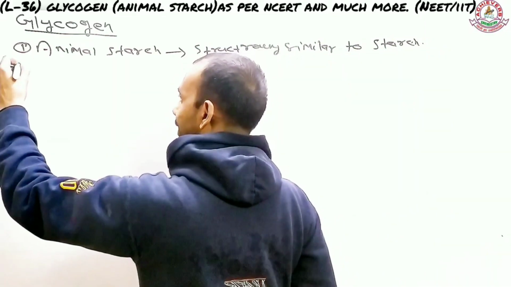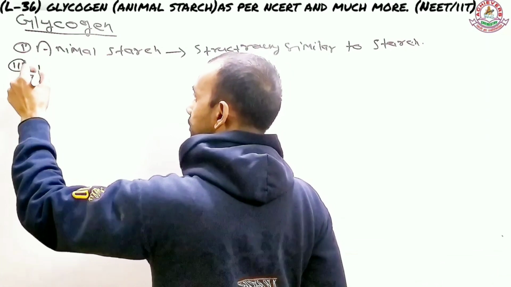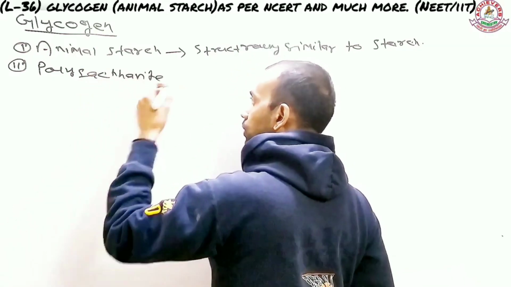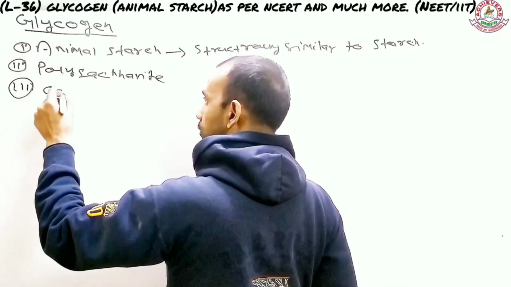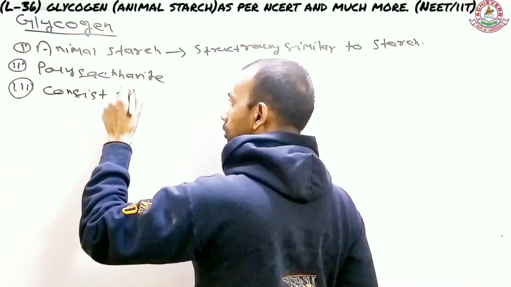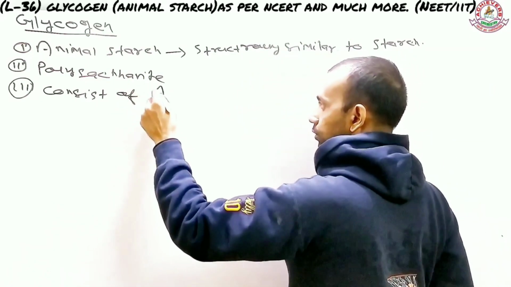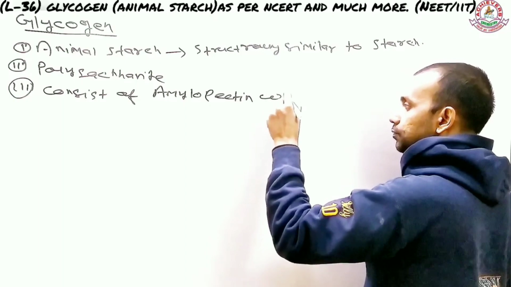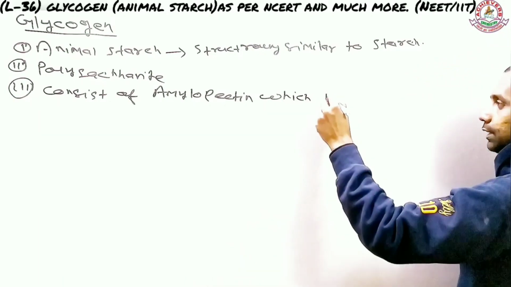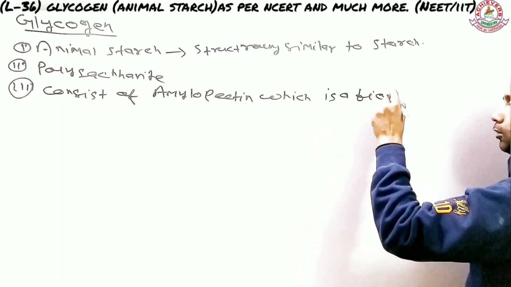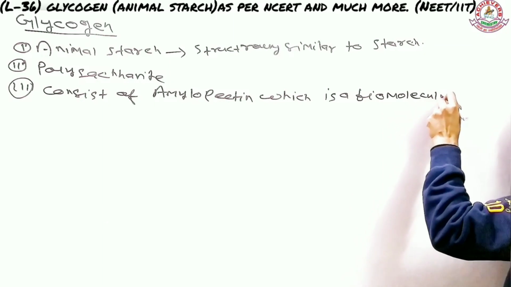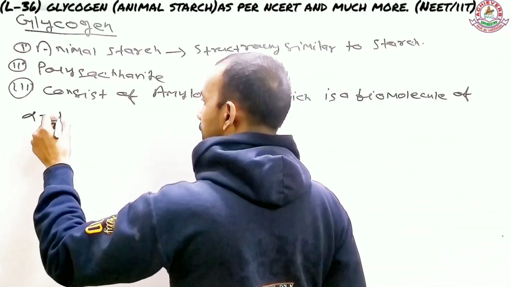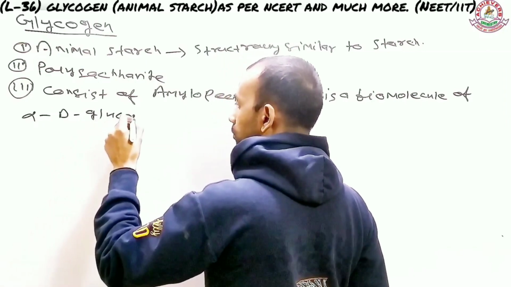Second thing about glycogen is that it's a polysaccharide. Third, just pay attention here, it consists of amylopectin, which is a biomolecule of alpha D glucose, which I will show you in the coming section, how the structure develops.